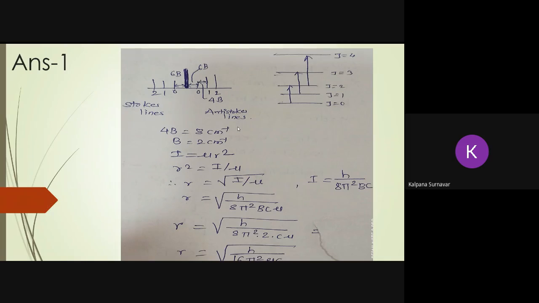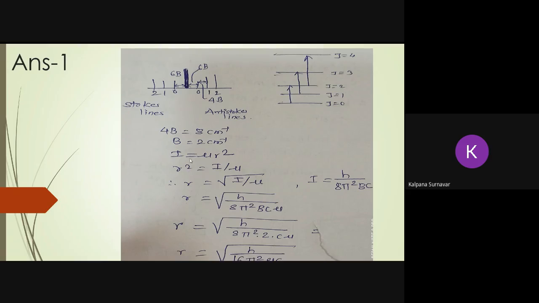But for Raman spectroscopy, the energy gap between two energy levels, 1 to 2, 2 to 3, 3 to 4, and so on, is 4B. So B is equal to 2 per centimeter, and we know the equation of the moment of inertia: I is equal to mu r square. Here mu is the reduced mass, r is the radius or the bond length, and I is the moment of inertia. Now we have to find the bond length of carbon monoxide, meaning we have to find just r of carbon monoxide.